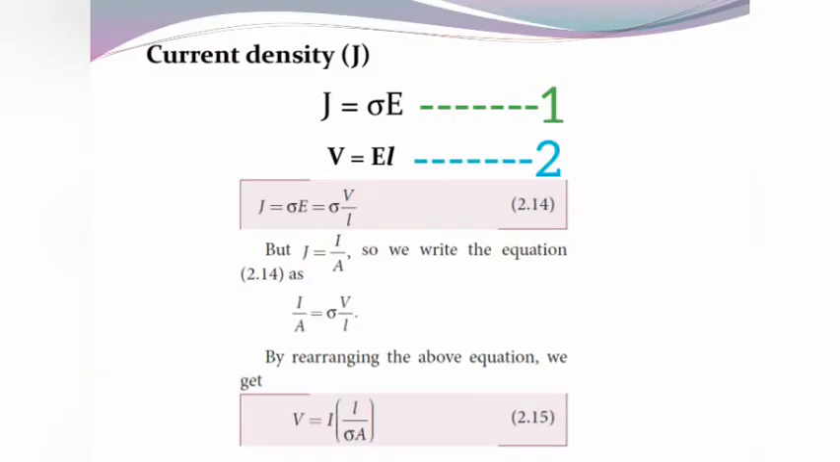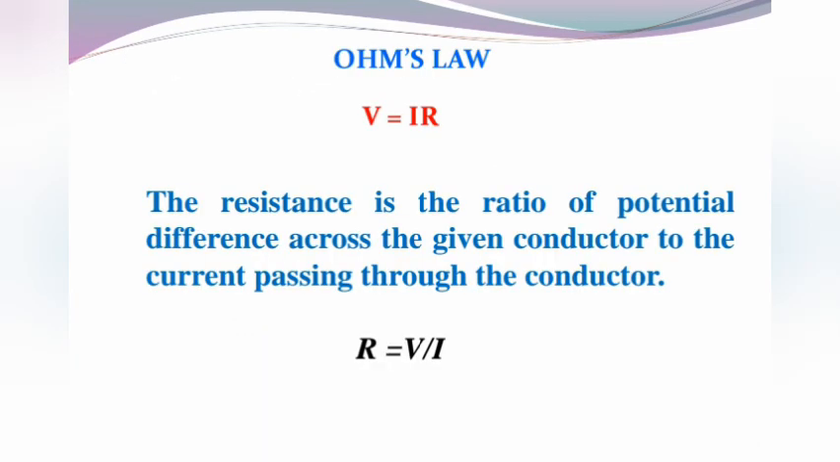Current density J equals sigma E. Already we know V equals E L. So rearranging this equation, E equals V divided by L. Substituting this E value, J equals sigma V divided by L, but J equals I by A. So I divided by A equals sigma V divided by L. By rearranging, we get V equal to I L divided by sigma into A. So finally we get potential difference V equal to I R. This is the macroscopic Ohm's law.